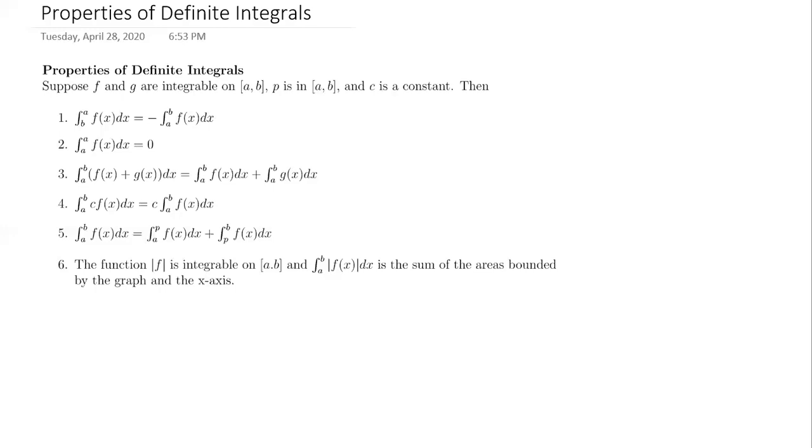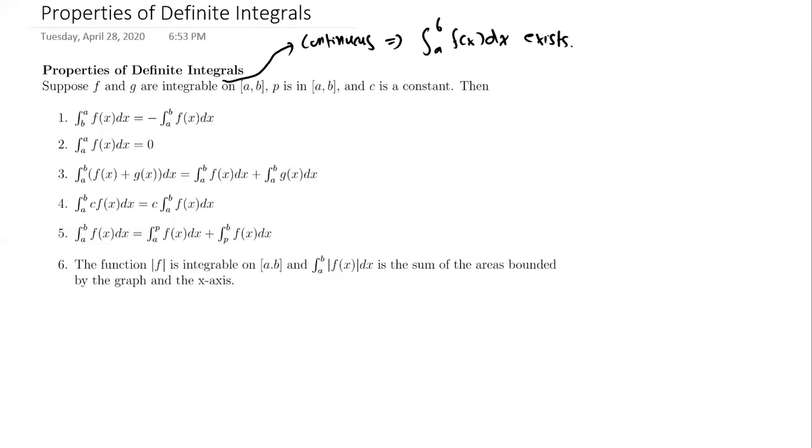Suppose f and g are both integrable. Let's just remember, what's the property of being integrable? As long as the function is continuous, the function is integrable, right? The definite integral exists. So being integrable is interchangeable with being continuous. This means the integral on whatever interval it is exists. Same for g.